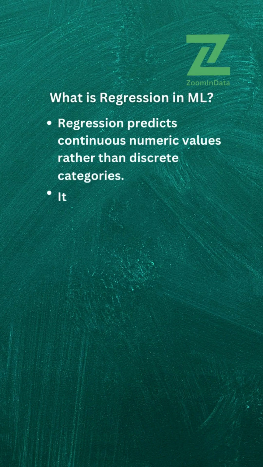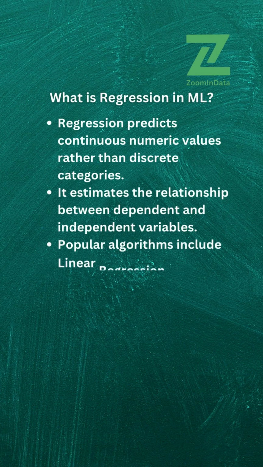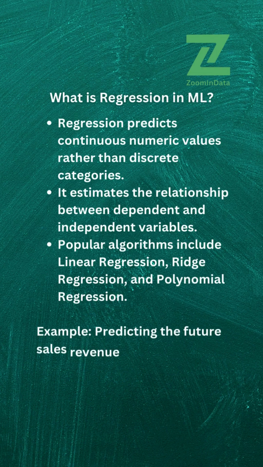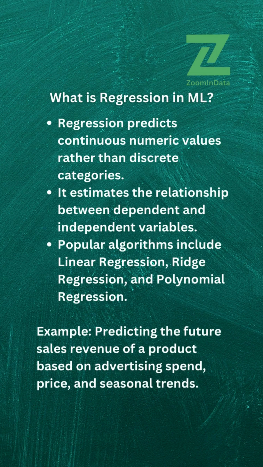Regression predicts continuous numeric values rather than discrete categories. It estimates the relationship between dependent and independent variables. Popular algorithms include linear regression, ridge regression, and polynomial regression.